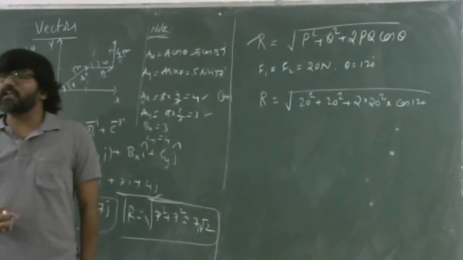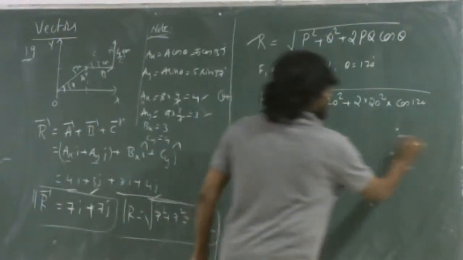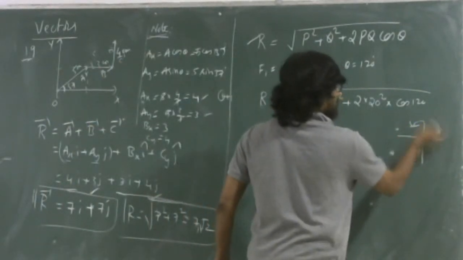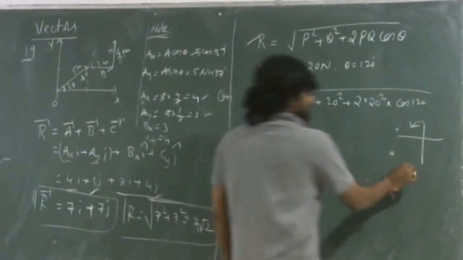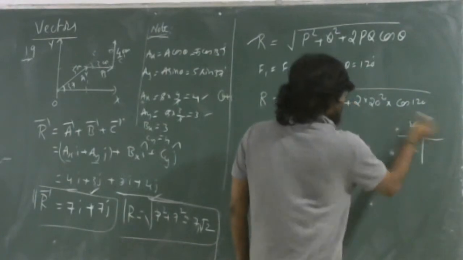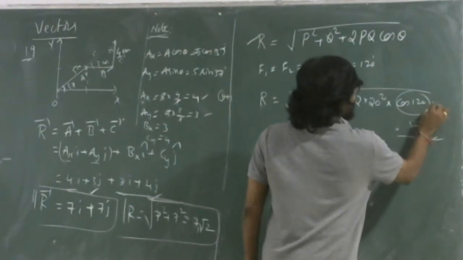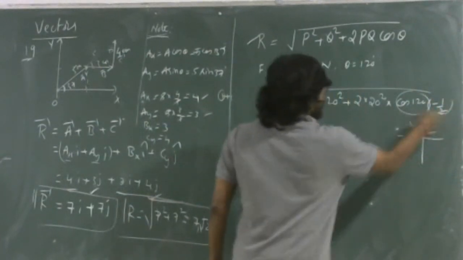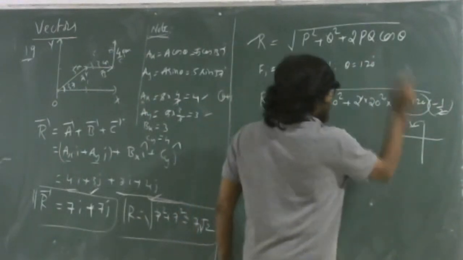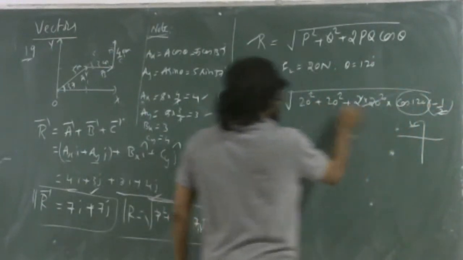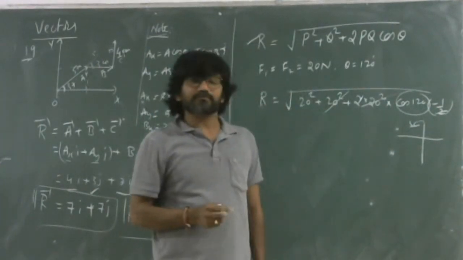Cos 120 can be expressed as cos of 90 plus 30. 90 plus is in the second quadrant. Cos is negative in the second quadrant. 90 plus means sin will come, so sin 30. So minus sin 30 is minus half. So you can take this as minus half. So 2 cancels. So minus 20 square. 20 square plus 20 square minus 20 square.